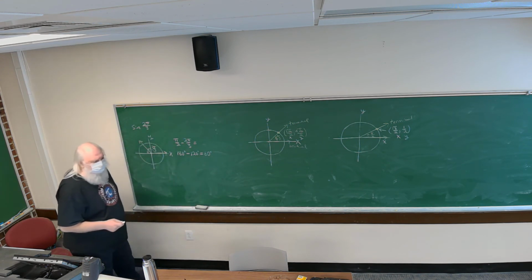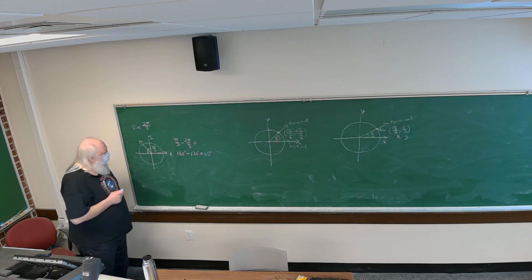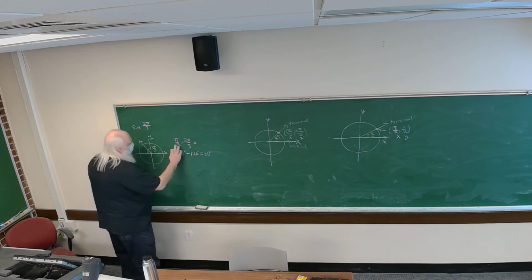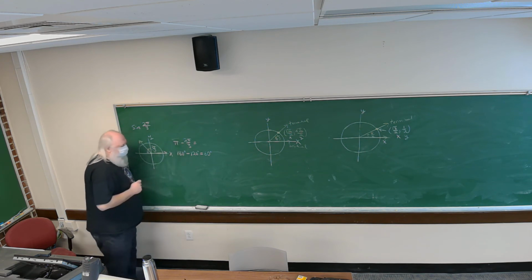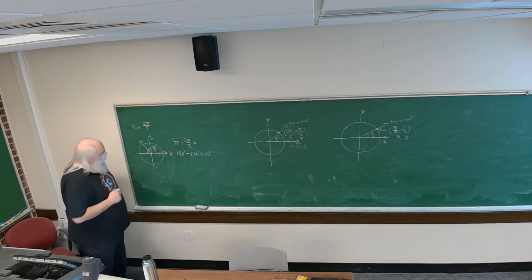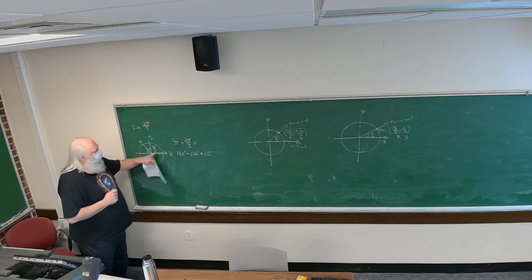Yes, ma'am. I thought 180 was just pi. Yeah. Pi over 2. Oh, excuse me. So one half revolution is pi radians. Yeah, pi over 2 radians is 90 degrees. Sorry about that. Thank you.